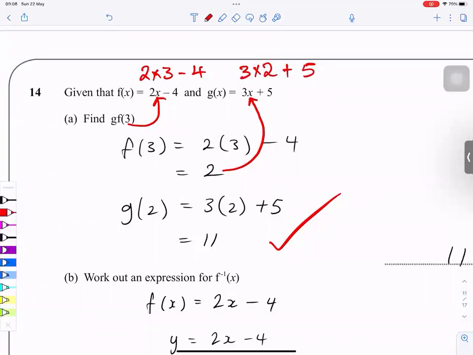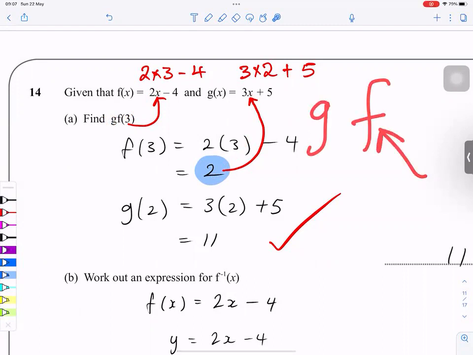So what happens with this type of question is you are replacing the x with the number for the first one, and you get the answer. You take this answer and replace the x in the one behind. So it's GF. Replace x in F, get the answer, and then replace x in G and get the final answer.